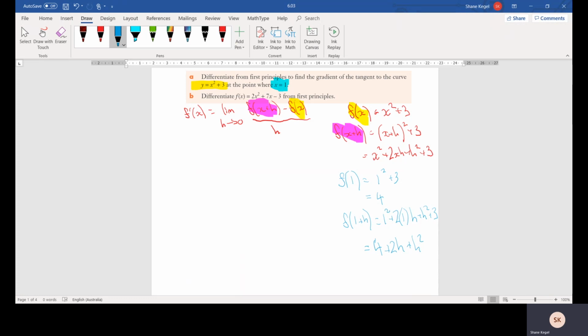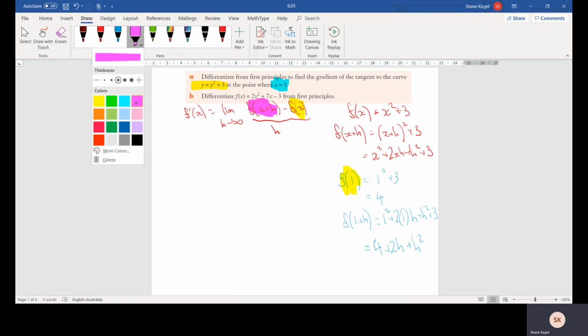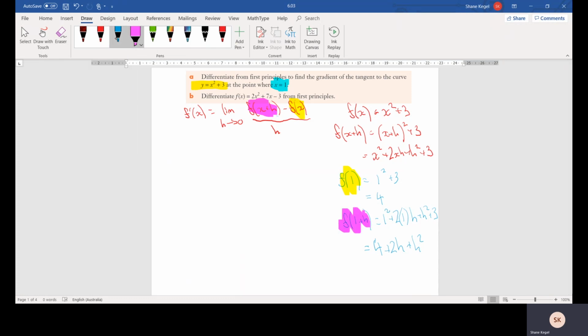Okay, so now I can sub both of these back into my original equation. What I'm subbing in is my f of 1 value into my f of x, and I'm subbing in my f of 1 plus h value into f of x plus h. So let's substitute that back into the formula. So f dash of x equals the limit as h approaches 0. So sub in my f of x plus h, so I get 4 plus 2h plus h squared minus f of x. So minus, and my f of x was 4.